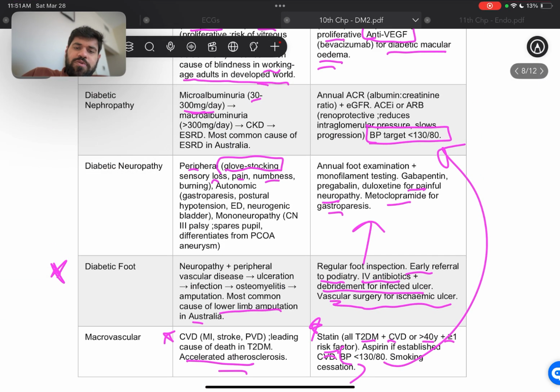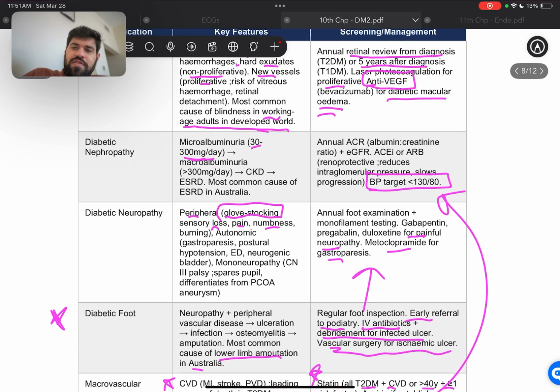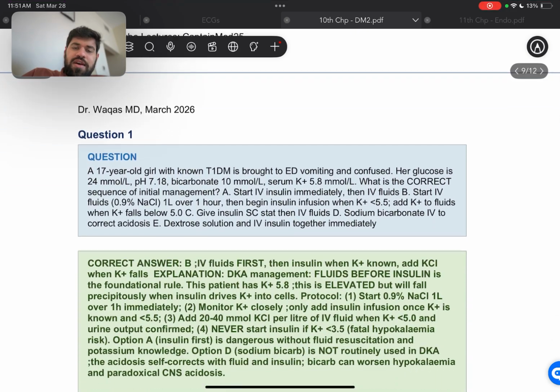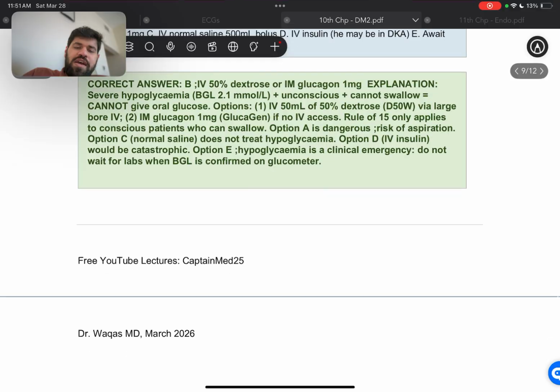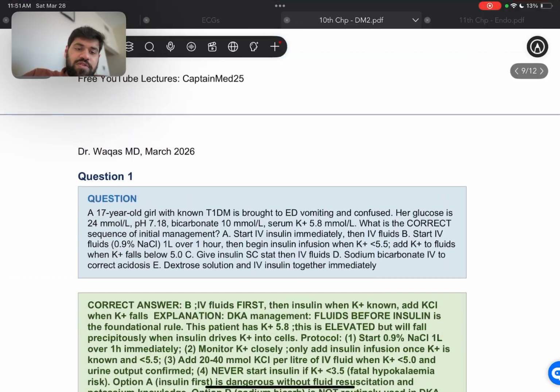All right, so this was the management and the screening for these diabetic patients, and these are the different important questions from each topic. And yeah, if you guys have any questions, let me know.